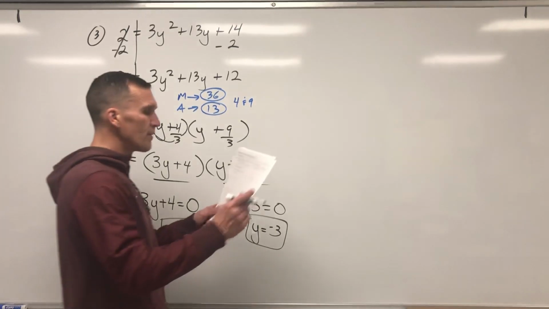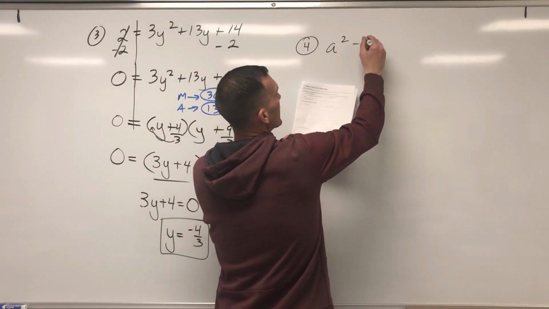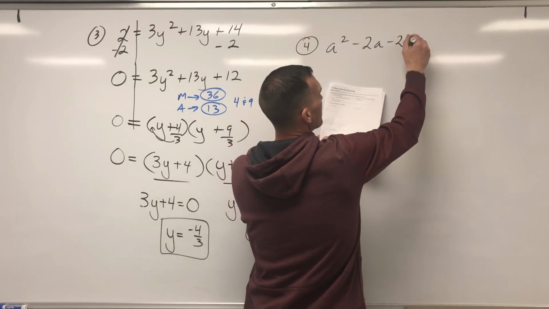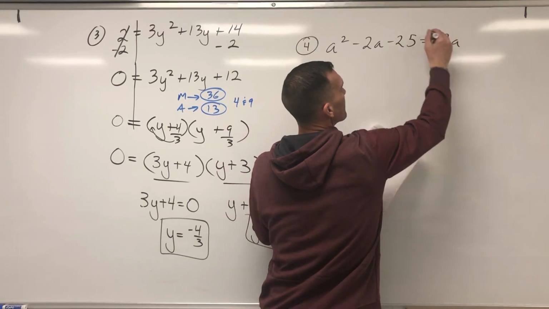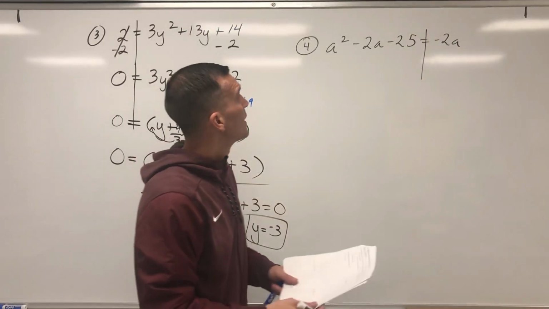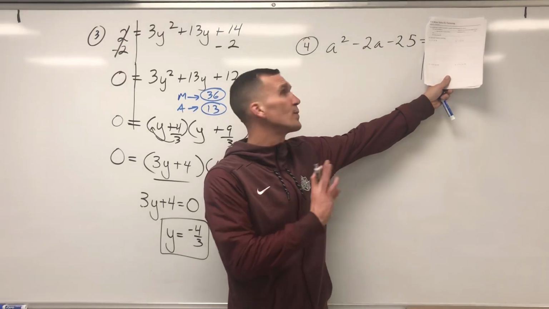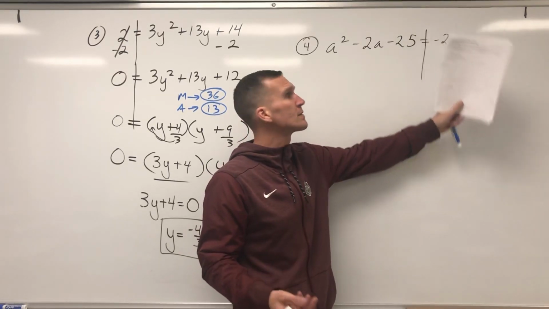Okay, last example of the day, number 4. We have a squared minus 2a minus 25 is equal to negative 2a. Sometimes people think about factoring a little bit too early. They think this is going to be an MA bottoms up problem because that's a trinomial, but we got to wait and see what happens.